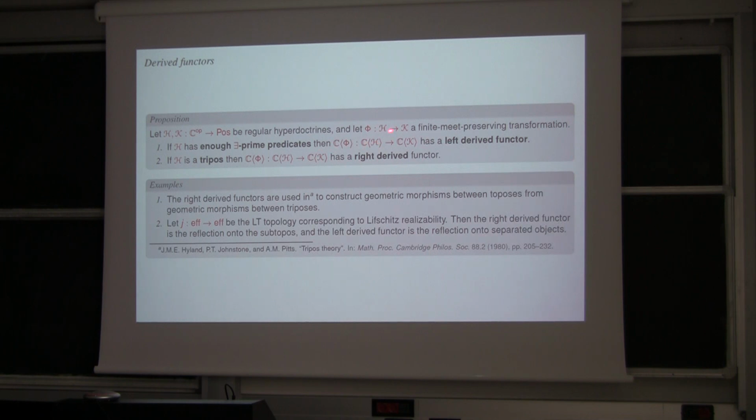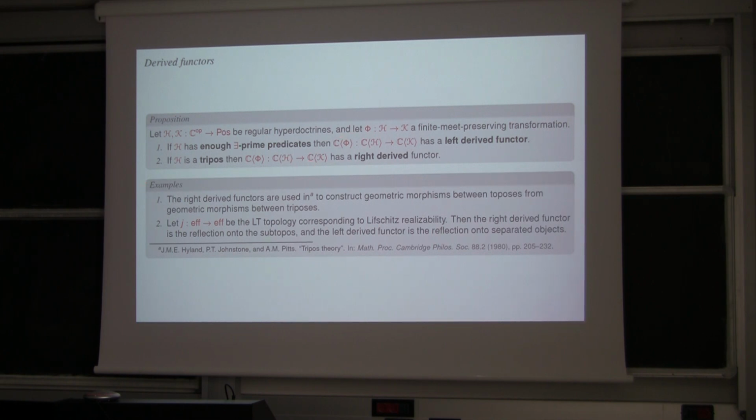induced functor between the quotient completions has a left derived functor, and if the domain is a tripos, then the induced functor between the quotient completions has a right derived functor. And as I already mentioned, the first criterion was used in this paper by Hyland, Johnstone and Pitts, where they consider geometric morphisms of triposes, where the left adjoint always preserves regular functors, but the right adjoint does not necessarily. And so for the right adjoint to get a functor out of it, you have to apply this trick of recompletion.